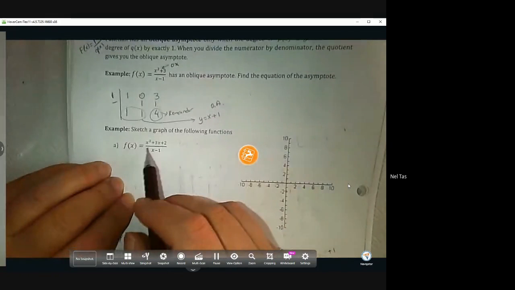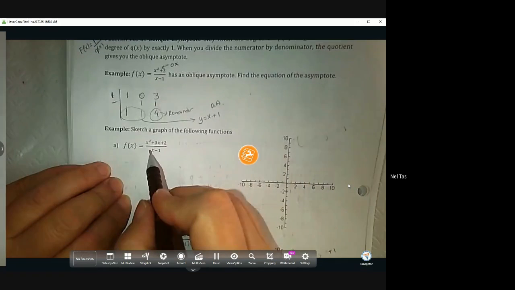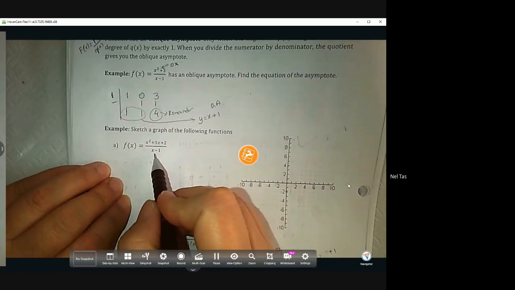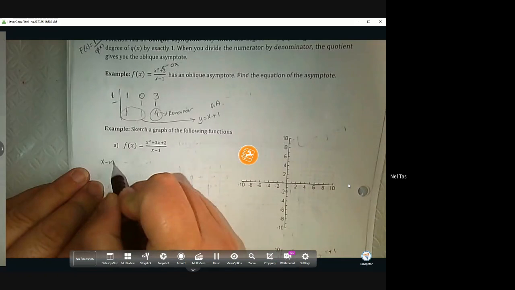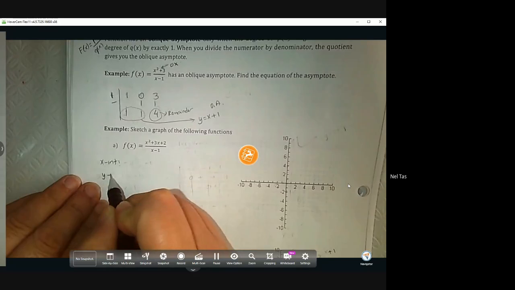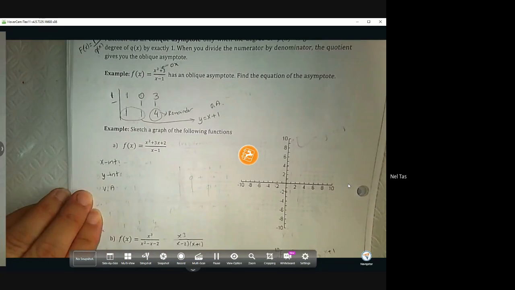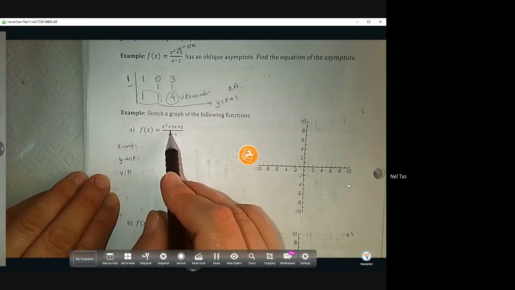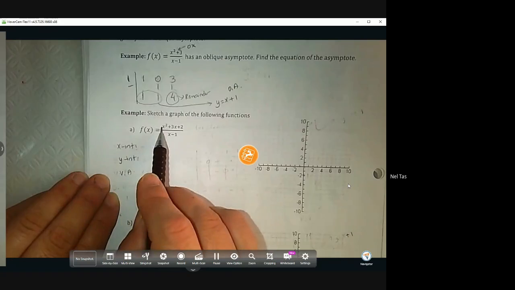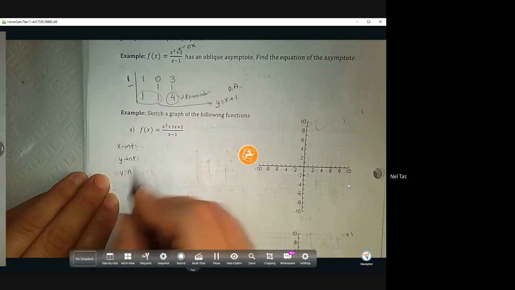So based on that, let's look at the other examples. Sketch a graph of the following functions. Okay, so we have x squared plus 3x plus 2 over x minus 1. Like any other function, we are going to find x-intercepts, y-intercept, vertical asymptotes, and then horizontal or oblique asymptote. In this case, as you see, the degree of the numerator is 2 and the degree of the denominator is 1. So therefore, we will have an oblique asymptote.